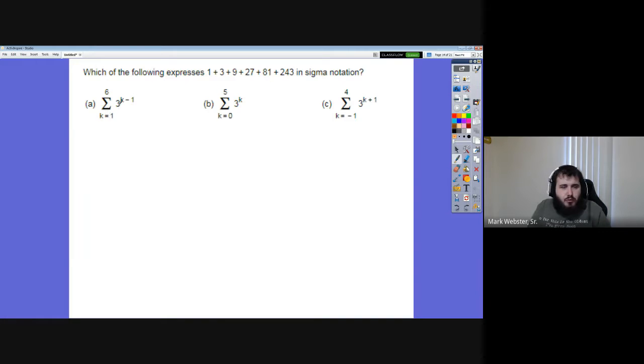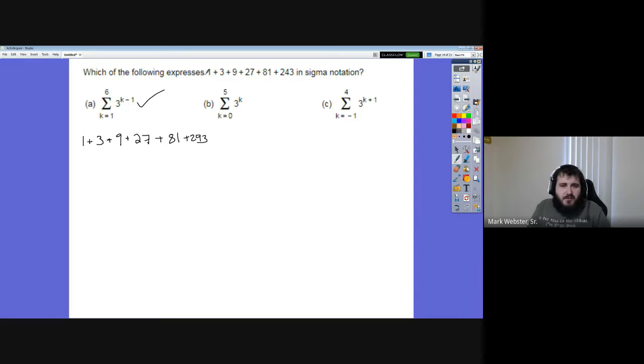Well, when k equals 1, this is 3 to the 0. Well, that's 1. When k equals 2, 3 to the 1, that's 3. When k equals 3, 3 squared is 9. When k equals 4, 3 to the third power is 27. Then the next one's 81, and then 243. So this one does, in fact, you could take this and write it like this.